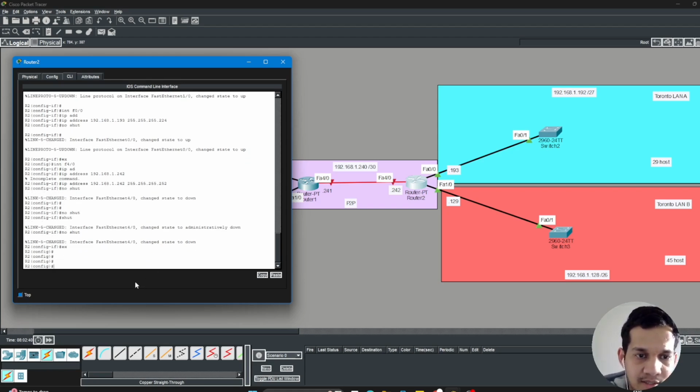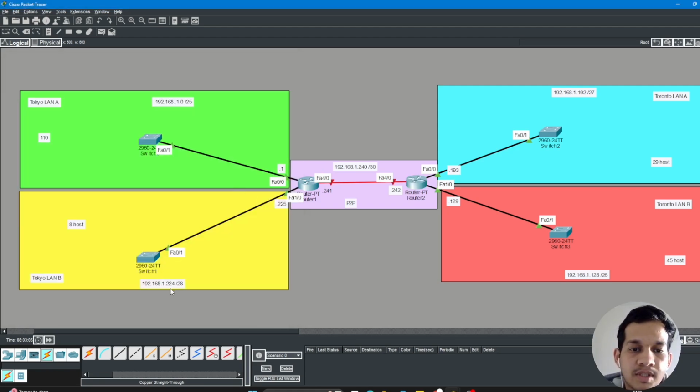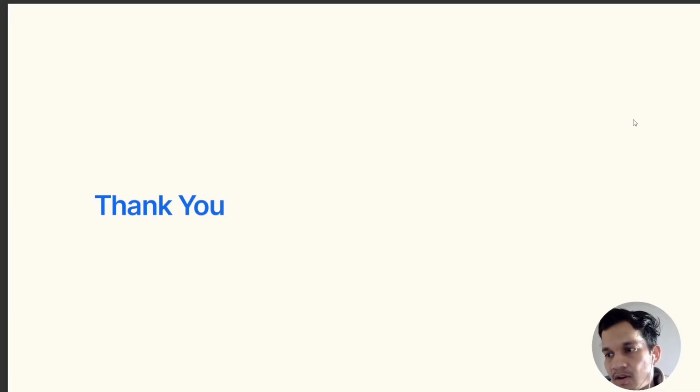Let's see the IP addresses. Do show ip interface brief. As you can see, F0/0 and F1/0 of router 2 and F4/0 have been configured with IP addresses. In this way we can configure the IP addresses on the interfaces using variable subnet masks. Make sure you remember the dotted decimals of all the subnets. That's all for this video, thank you, and let's meet in the next video studying about VLANs and more. Thank you.